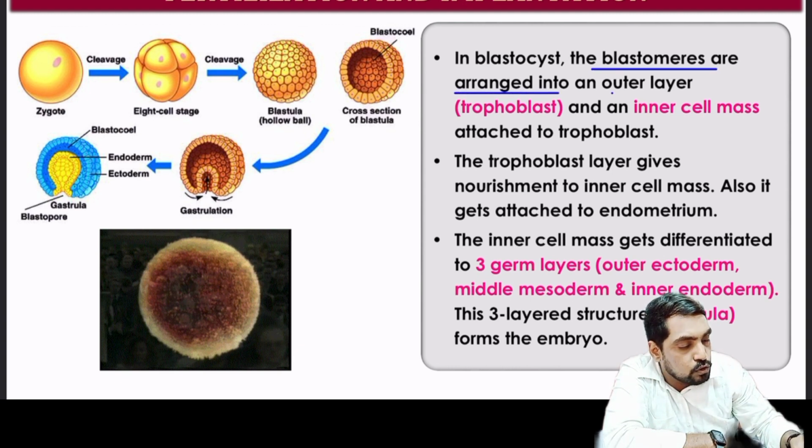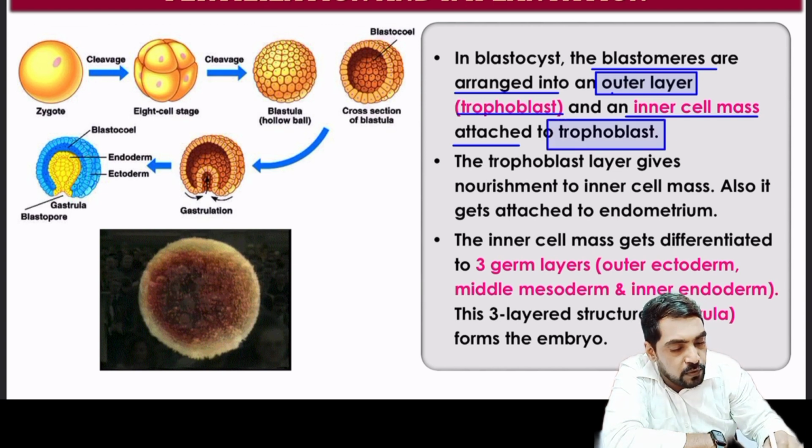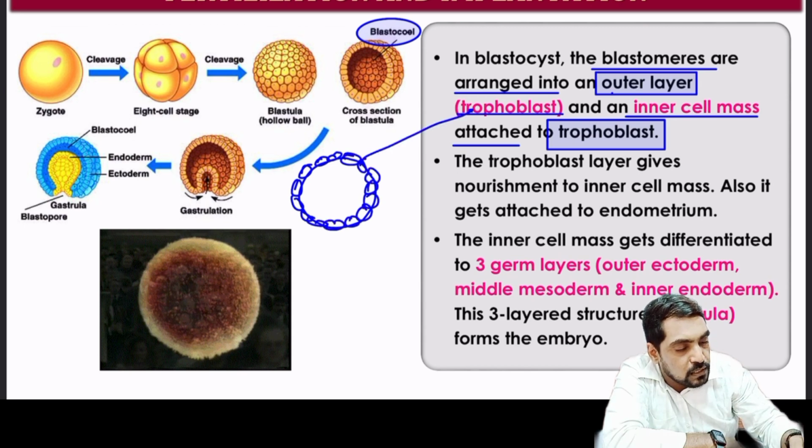So the outermost layer that is formed is called trophoblast, and the inner cell mass which is attached to the trophoblast. When you look at the diagram very carefully, you will understand this is the blastocoel, the cavity. When it is arranging itself, if I draw this as the blastula, the outermost cells of the blastula are called trophoblast, and the remaining cells will arrange or attach themselves towards one side, and these cells are basically the inner cell mass.